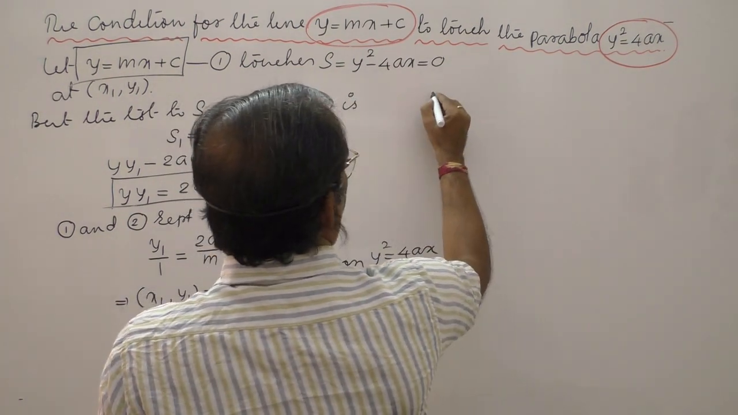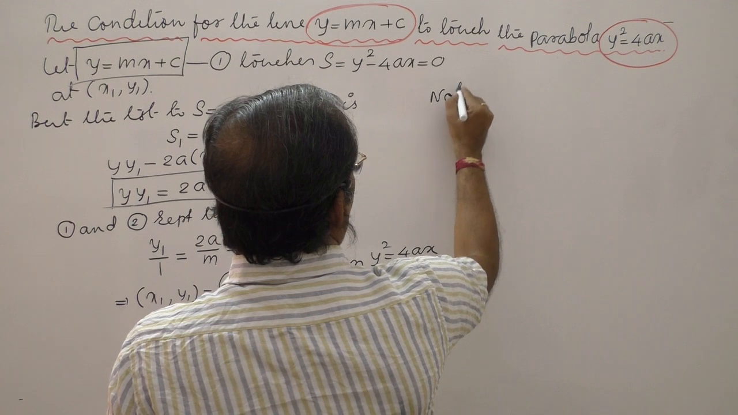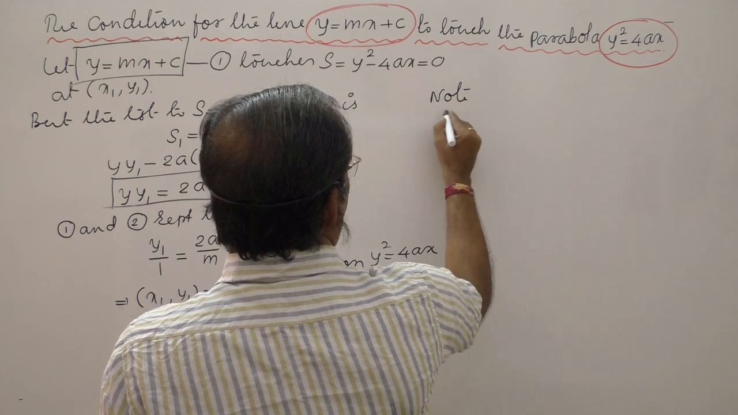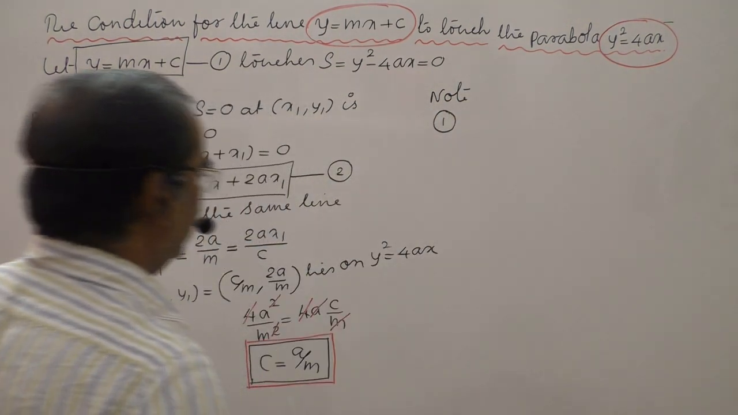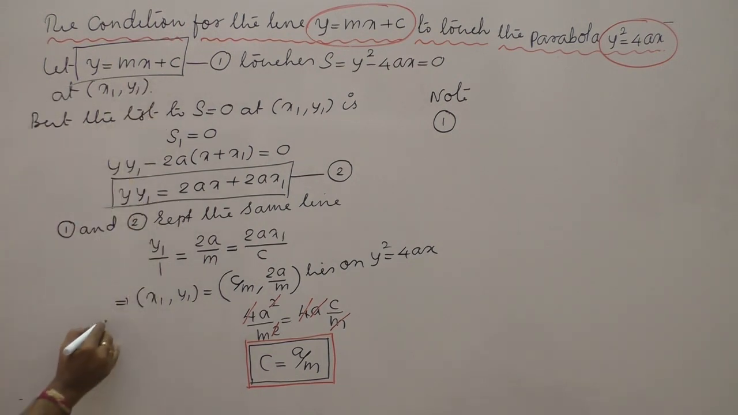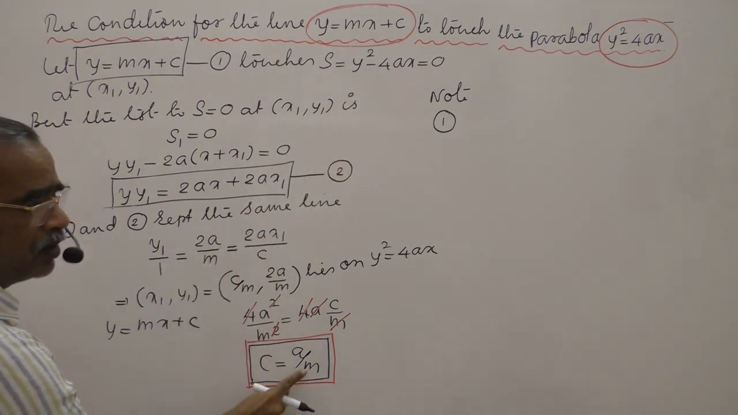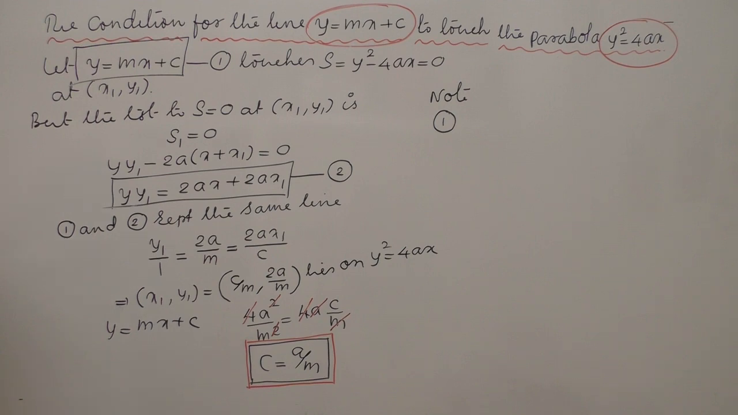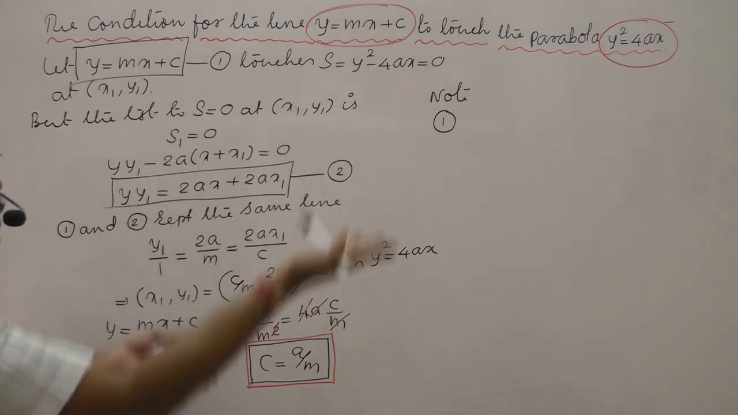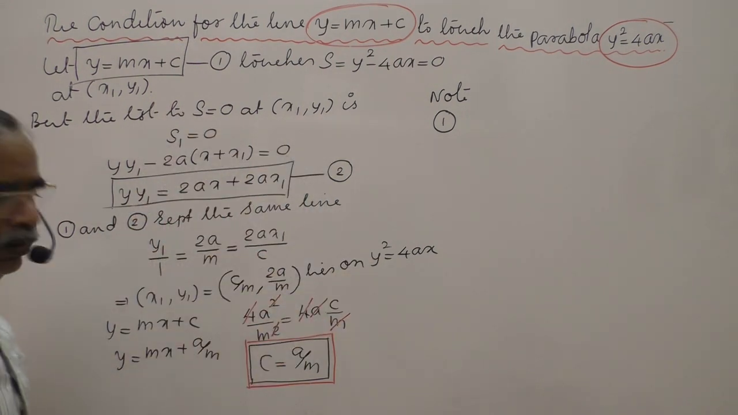We will write some important notes here. Please see note number 1. So what is the line here? This is the line y = mx + c. This line will touch the parabola if c is equal to a by m. So I will substitute the c value here. What is c? a by m. When c is a by m, this line will be a tangent to the parabola.